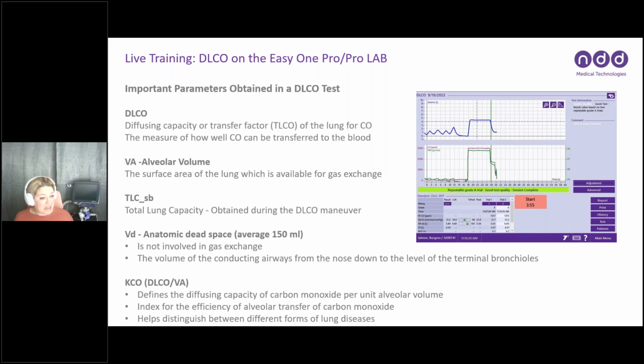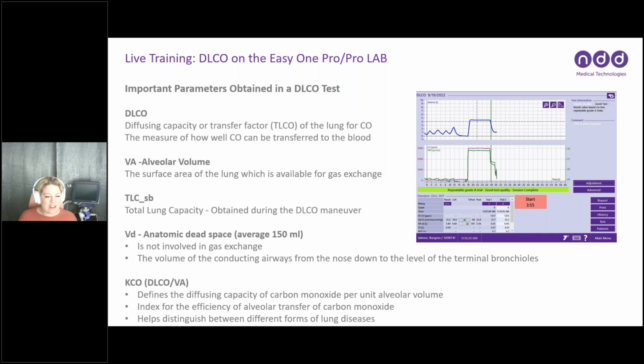The VD or anatomic dead space. The average and what our device applies to the test is 150 milliliters. This is the amount of air that is in and out during a breath that would not be involved in gas exchange. So the volume, anything from the conducting airways, so your nose, all the way down to the terminal bronchioles as they start to branch. So all of this dead space that is not actually exchanging gas.